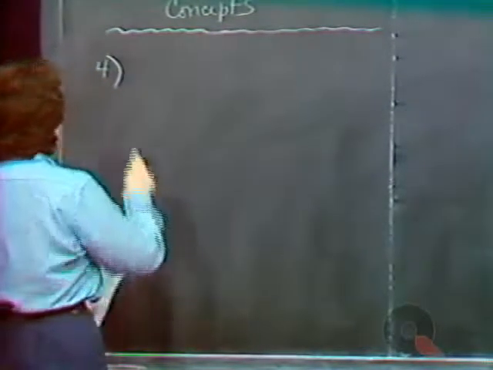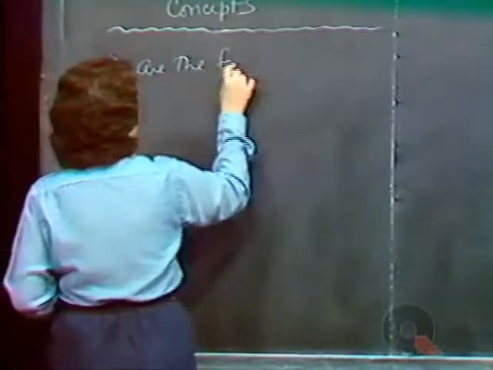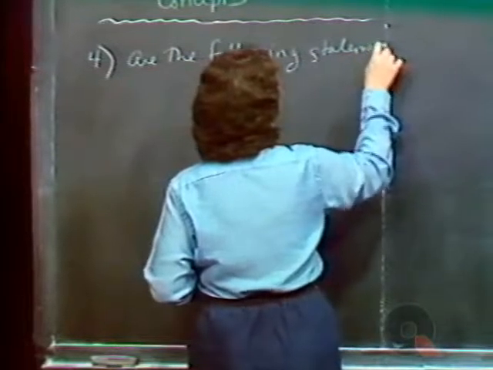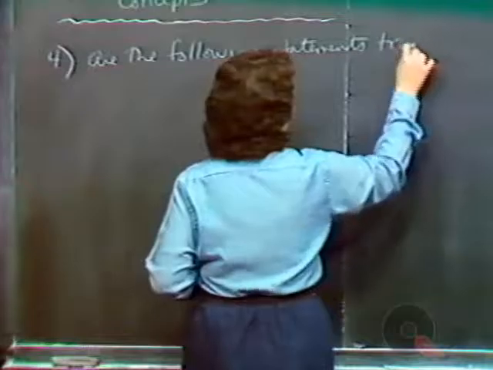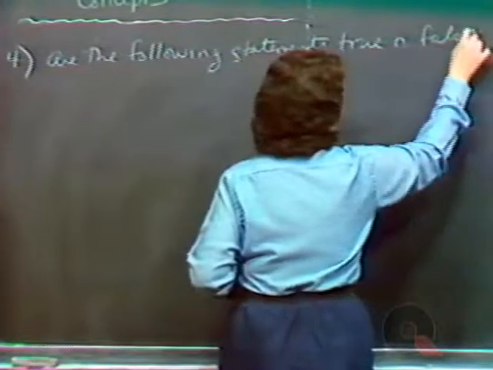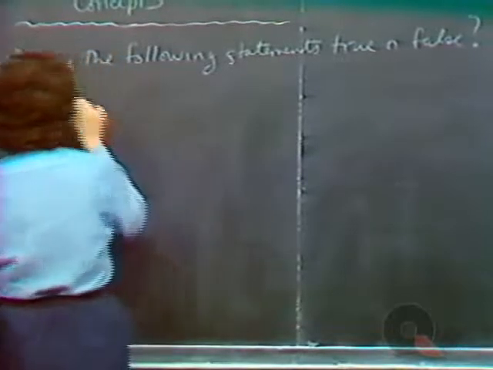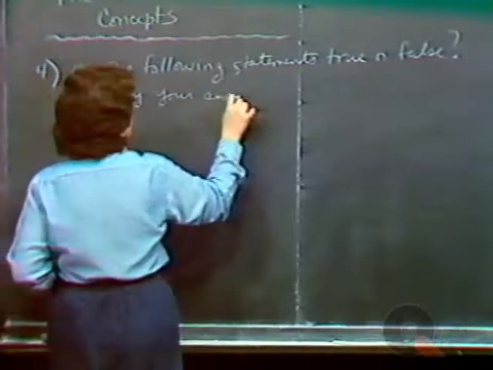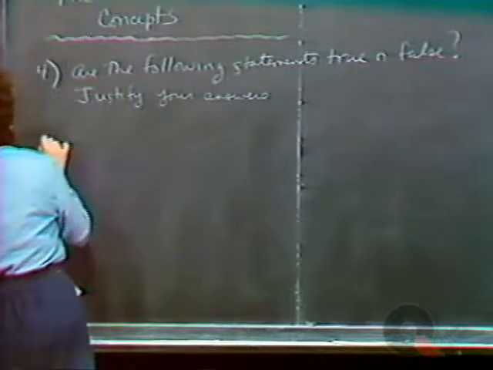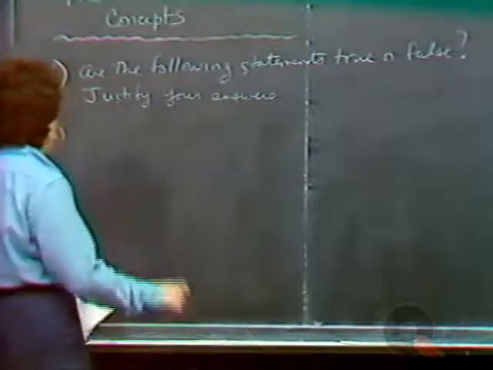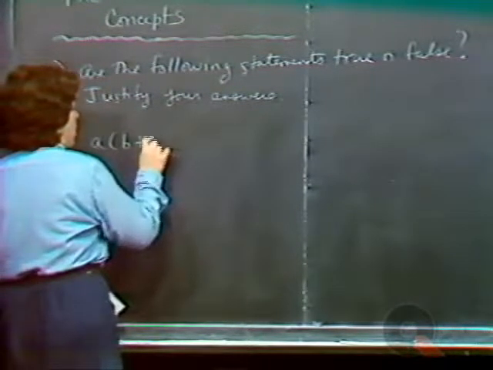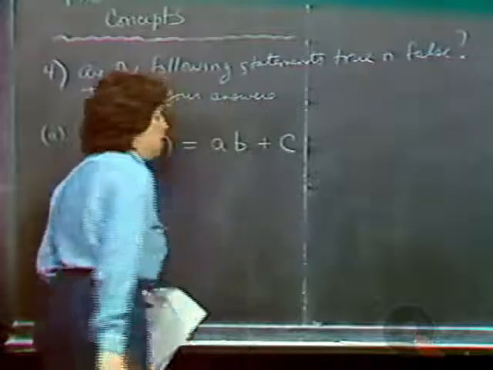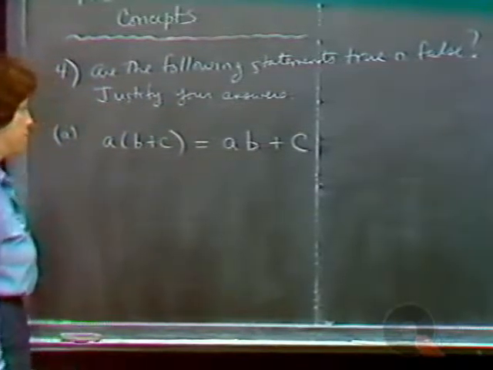Question 4. Are the following statements true or false? Justify your answers. The first statement, A times (B plus C) equals AB plus C. Okay, is this statement true or false?